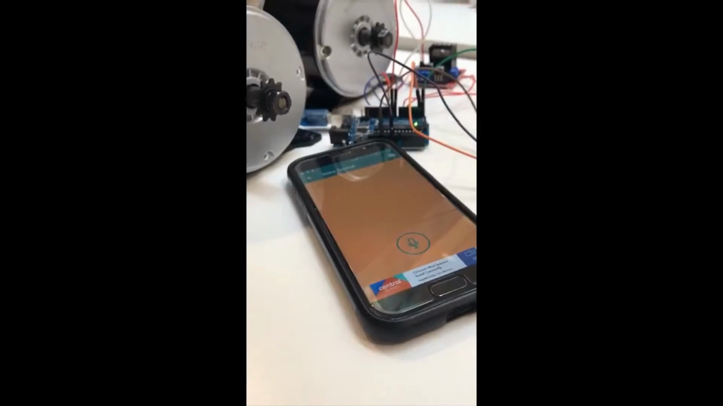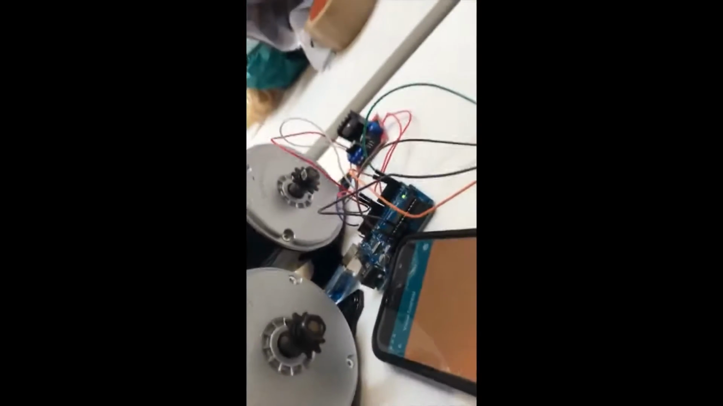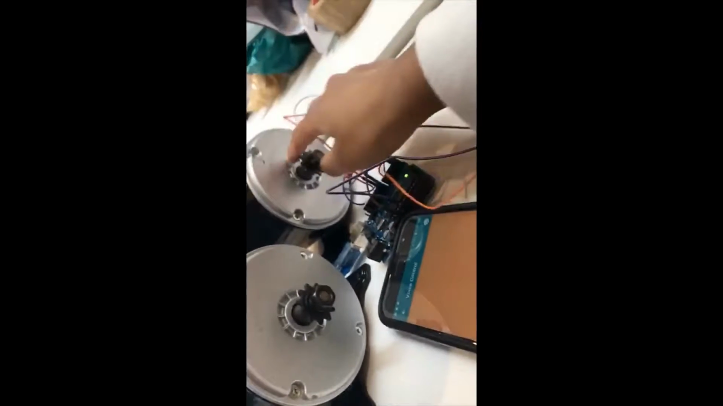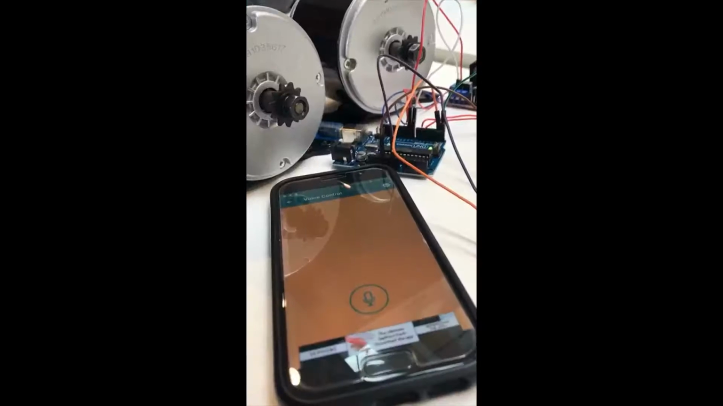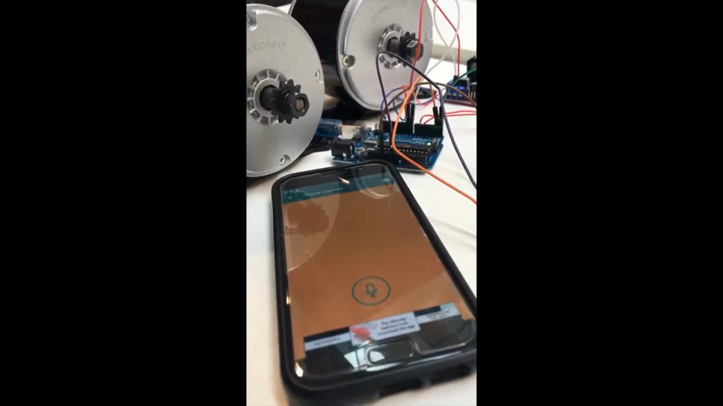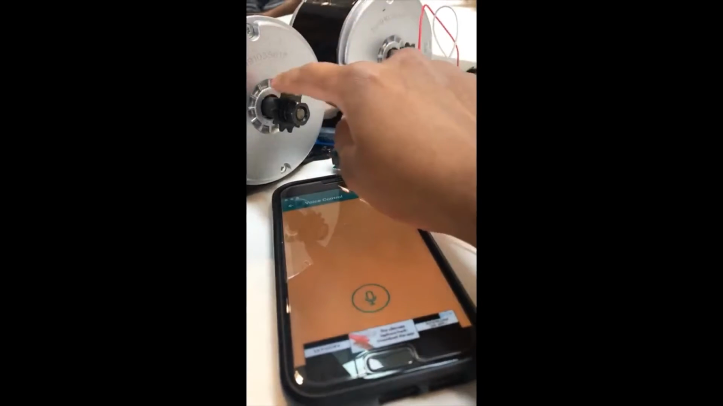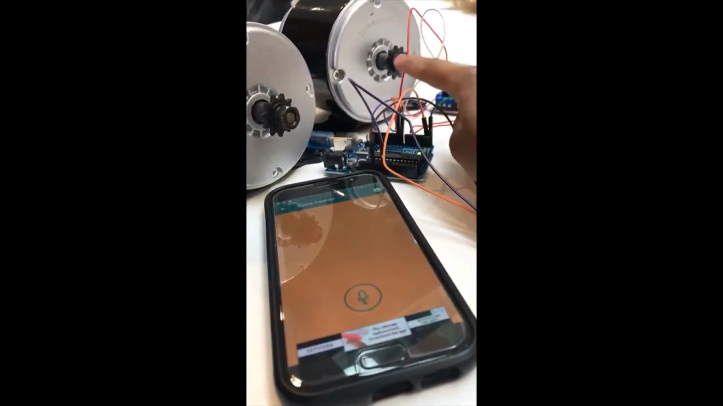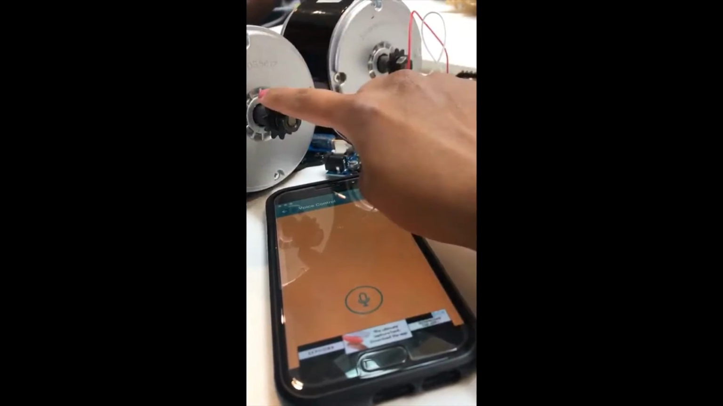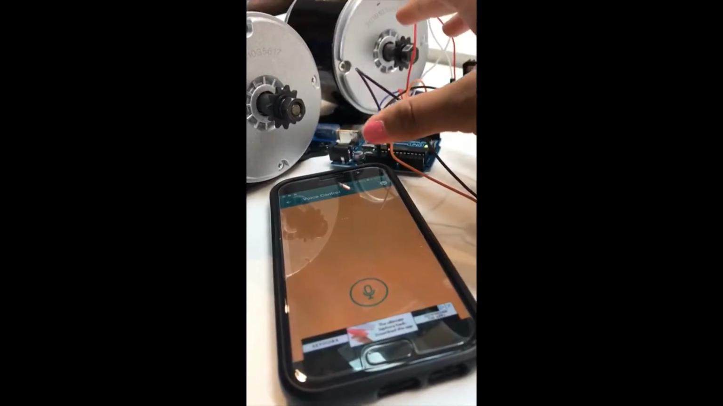For the right command, what would happen? I'm just going to move this. Essentially, this is the right motor, this is the left motor, so the left motor would start turning and the right motor would stay stationary. For the left command, this is the right motor, so the right motor would start moving while the left motor stays stationary, so that the entire wheelchair would move towards the left side.